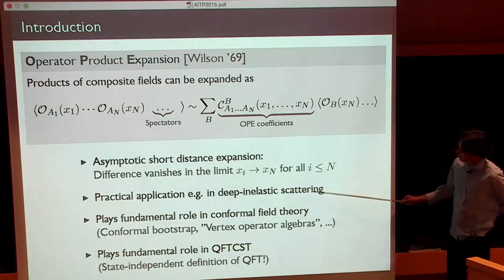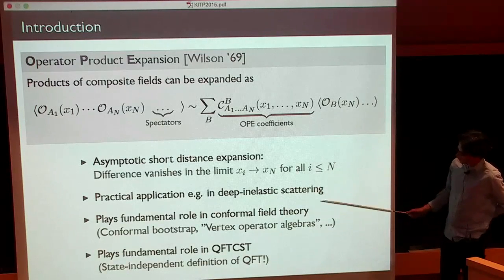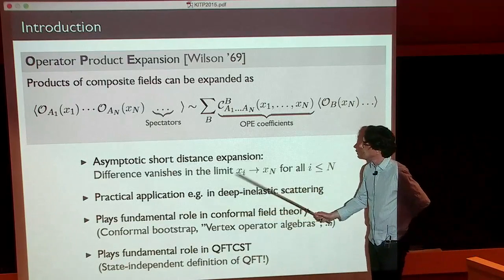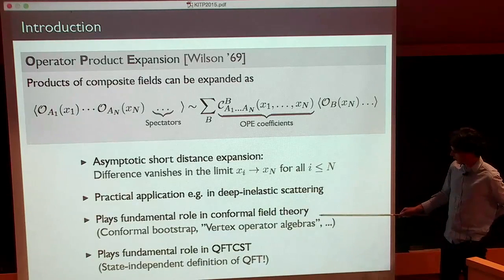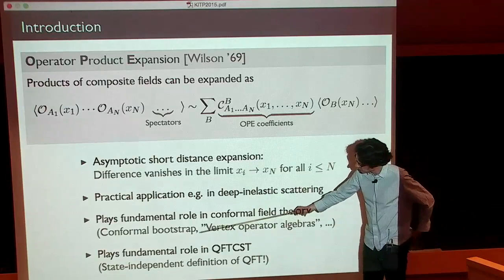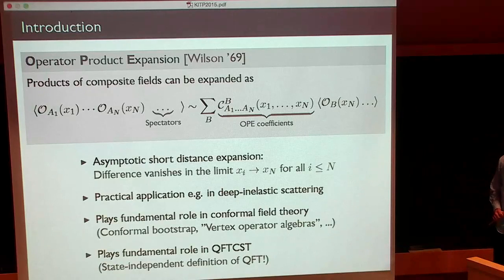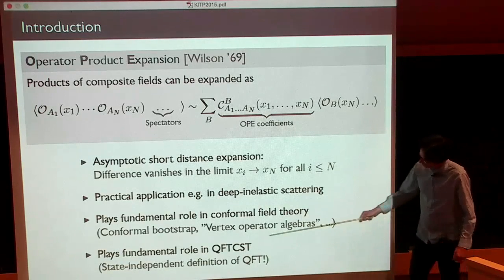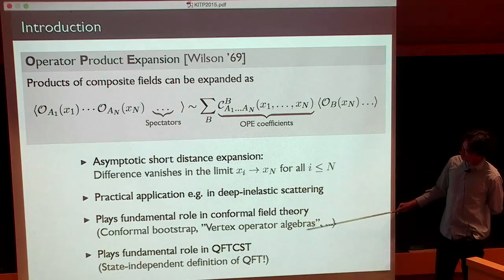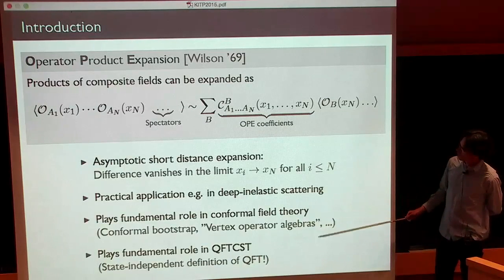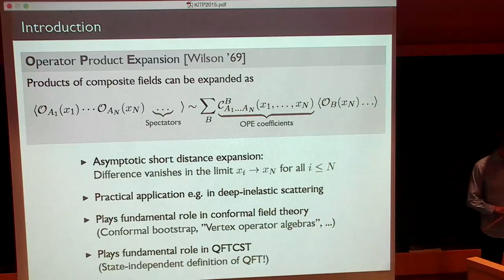most notably for deep inelastic scattering in asymptotically free theories. But from a conceptual viewpoint, it also plays an important role, especially in conformal field theories. I just mentioned this word conformal bootstrap, which I guess has become popular again recently. And from a mathematical viewpoint, it's also the structure that's really underlying various mathematical formulations of two-dimensional conformal field theories. The buzzword is vertex operator algebras.